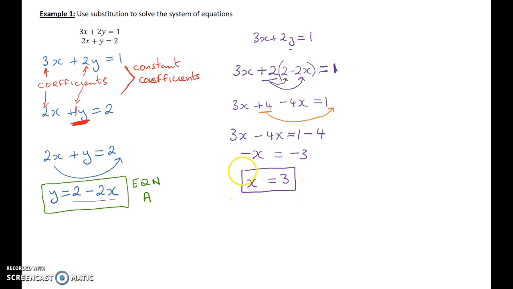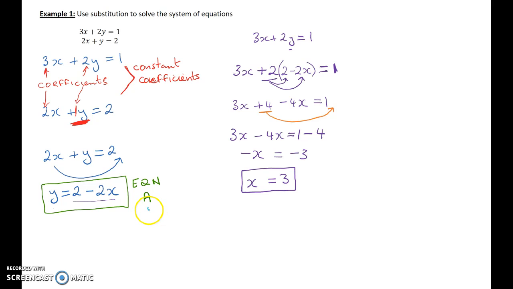Really what we are doing here, we're dividing by negative 1. But a quick way to think about it is, if you want to go from negative x to x, just change all the signs. So now we know what our x is. X is 3.